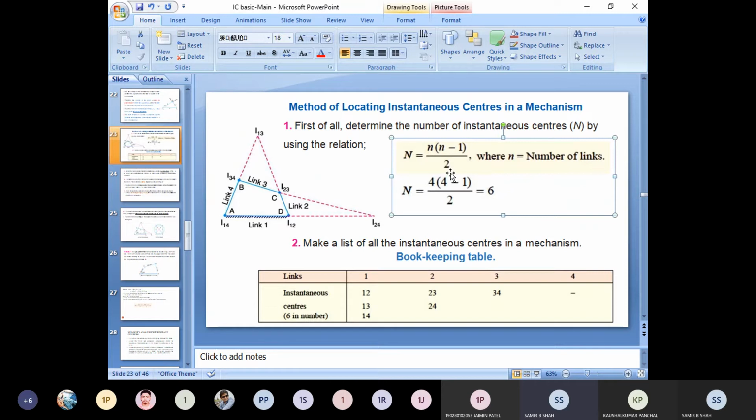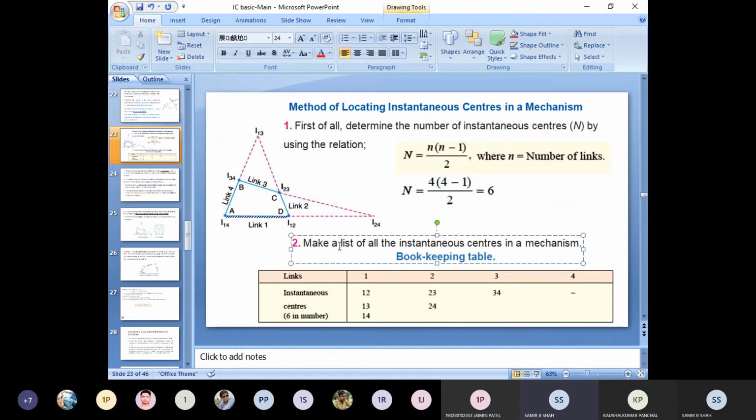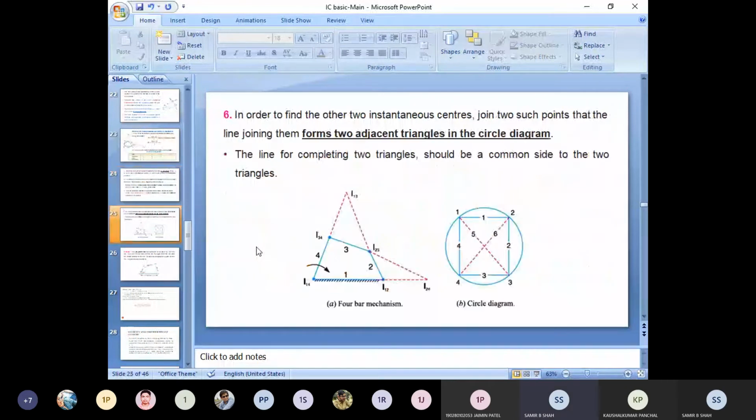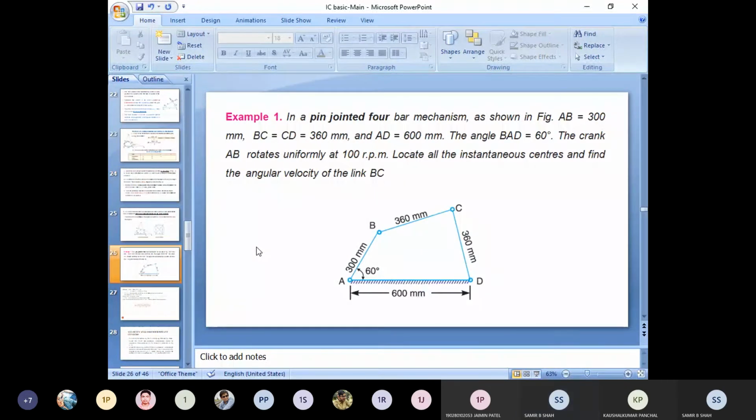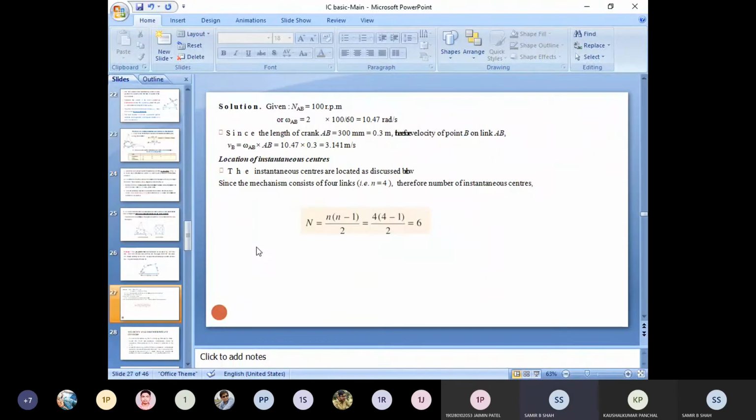So the first step is N of N minus 1 by 2. So we get capital N equal to 6. It means that in our mechanism we get 6 IC centers. Second step: before starting the second step, we have to finish the diagram. So let's start the diagram and try to finish it.